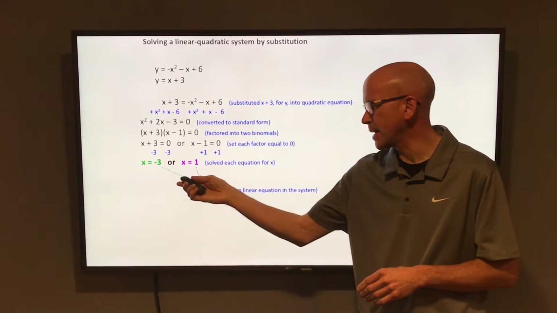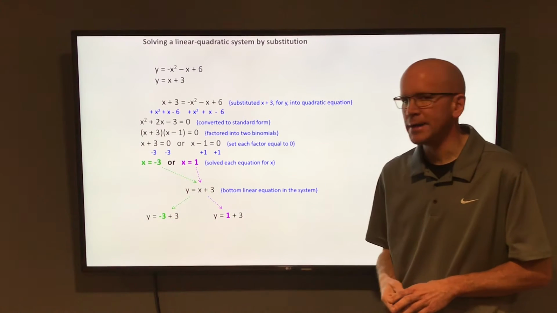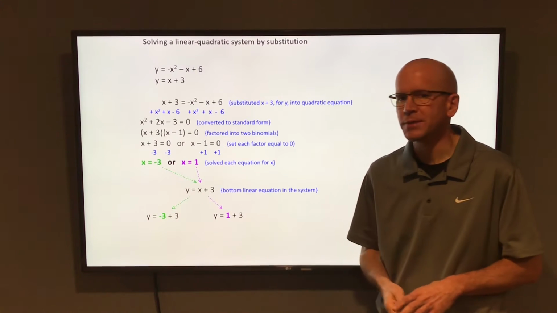So if you substitute negative 3 in for x, you would have negative 3 plus 3. That's what y equals. And if you substitute 1 in for x, you'd have y equals 1 plus 3.